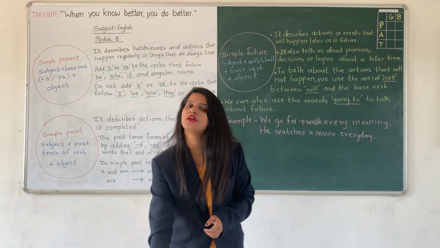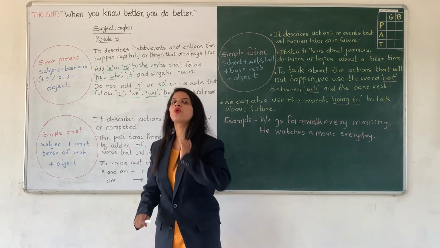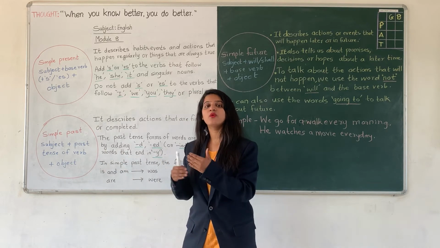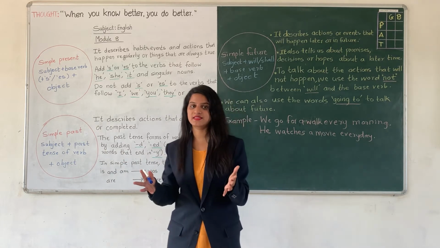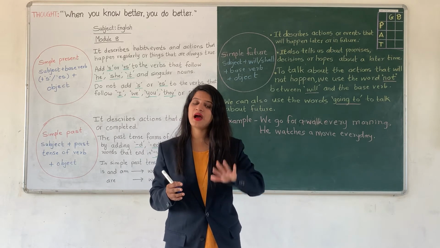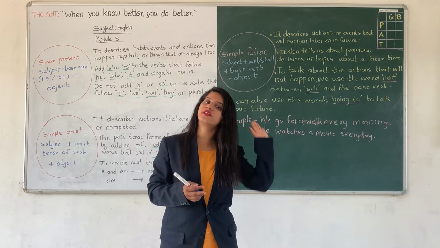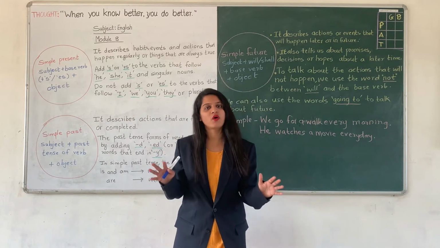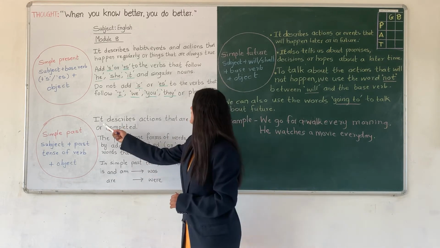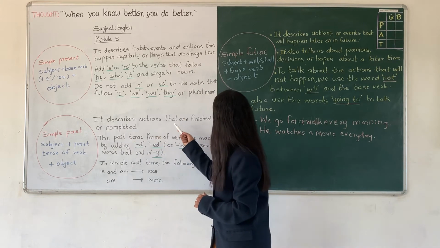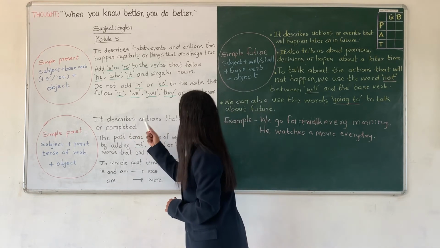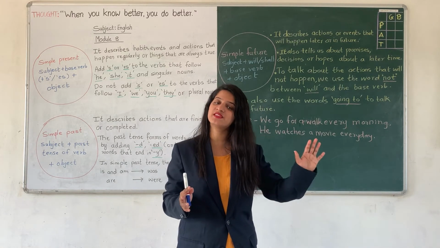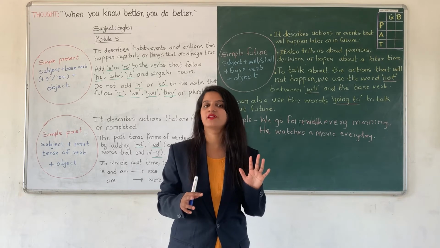Now let us move towards simple past tense. Okay? Now in simple past tense, we have to see when do we use simple past tense. Now past means what? Past means the action which is already done, or it is already completed, or it is already finished. Alright? So it describes actions that are finished or completed. Okay? Now what past tense describes? It describes the actions that are already completed.